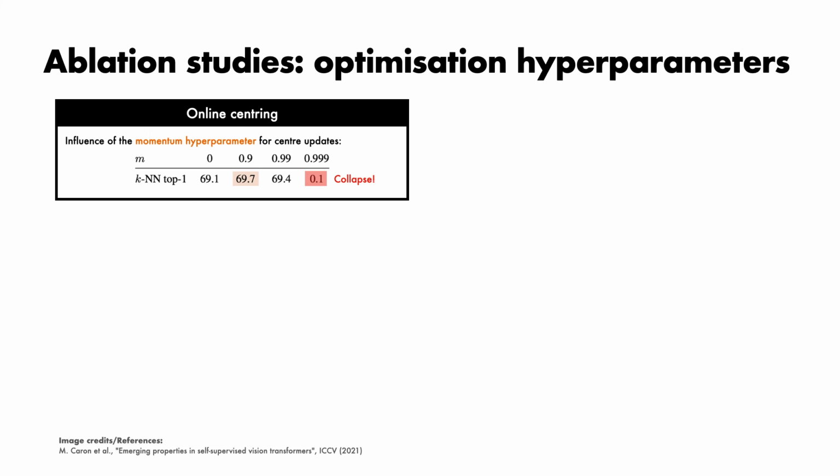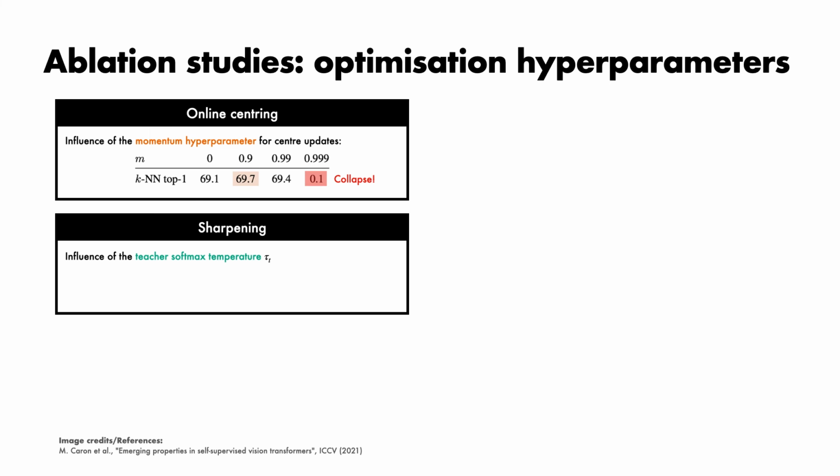Next, the influence of the teacher softmax temperature tau t is studied. By comparing different values, it is found that the temperature needs to be 0.06 or lower in order to prevent collapse. However, the authors also find that they can avoid collapse by doing 30 epochs of linear warm-up from 0.04 to 0.07, which yields slightly better performance.